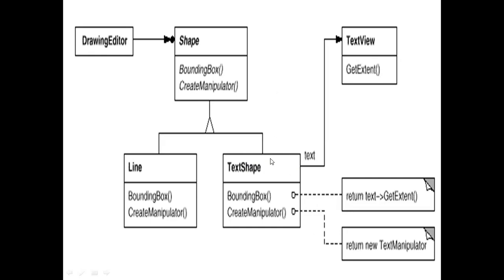Here it is an example of object adapter because we are calling the changed operation of bounding box using the object text of class text view. This is how we will apply the adapter pattern in the application, where the common operations bounding box and create manipulator will not change, even though text shape bounding box will have to be changed to text view.